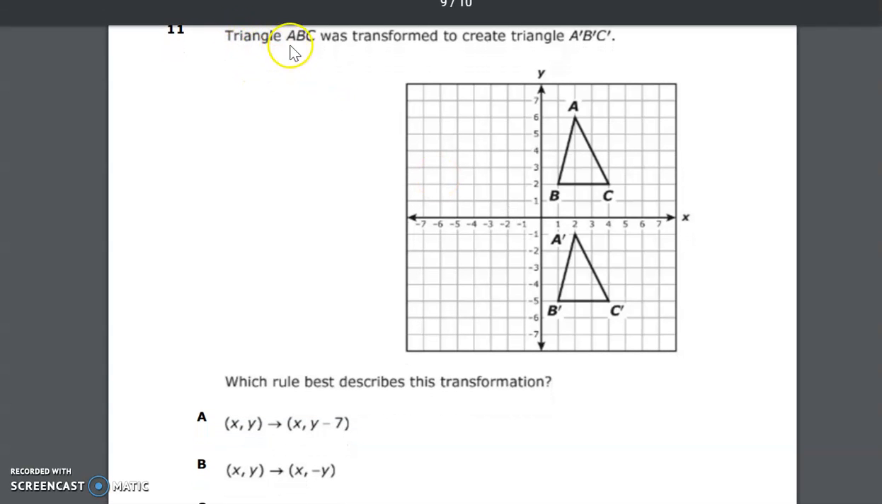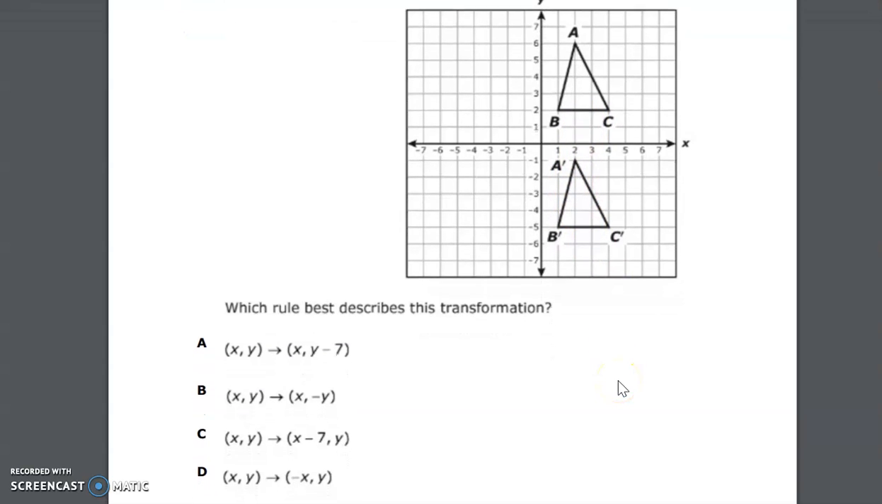Number 11. Triangle ABC was translated to create ABC prime. So this is the new one. It was translated down this way. Which rule best describes this translation? So it was translated. Which of these is a translation?